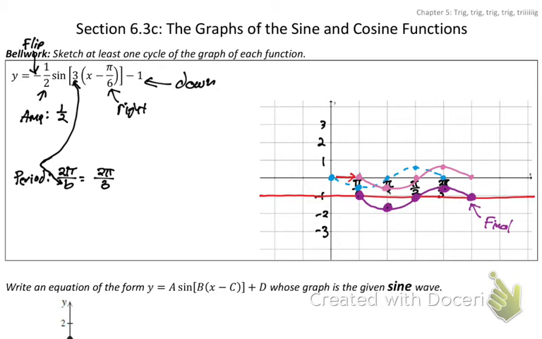How do you know that line, the sinusoidal axis? How do I know it's there? Your sinusoidal axis will always be affected by this D value, whether it goes up or down. So you see how this went down 1? That means your sinusoidal axis must go down 1. So right here is -1. If this would have been +3, I would have counted up 3, and that would be where my sinusoidal axis would be. All right, questions on the bell work?